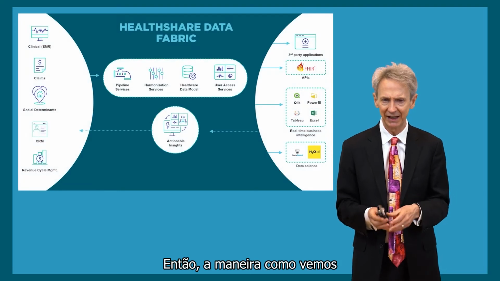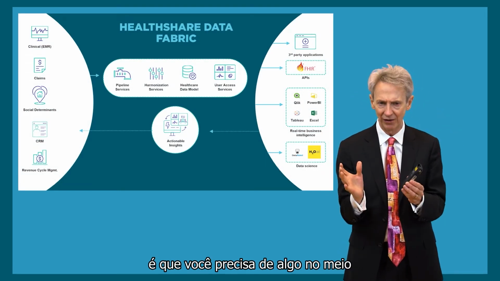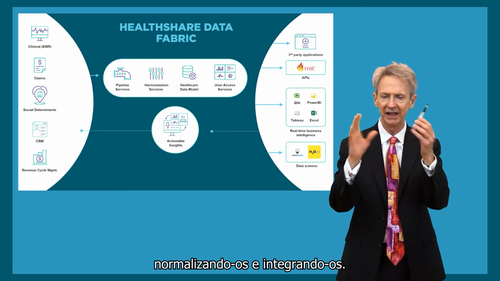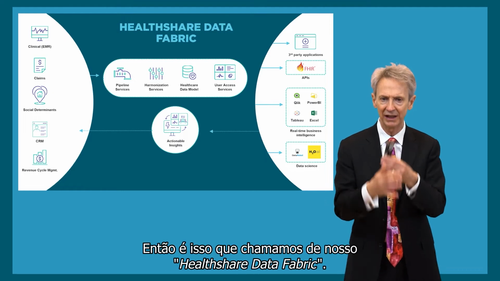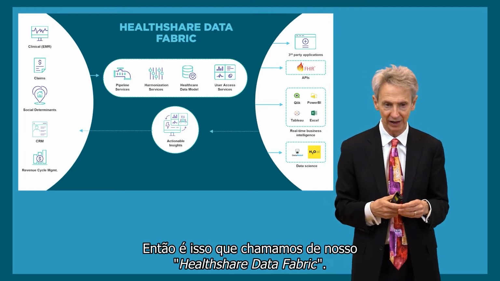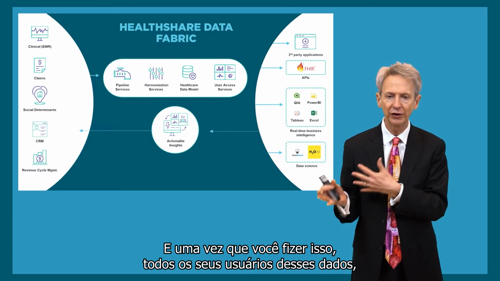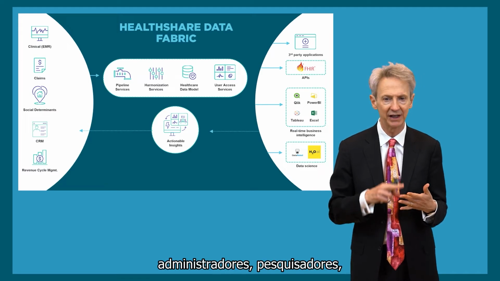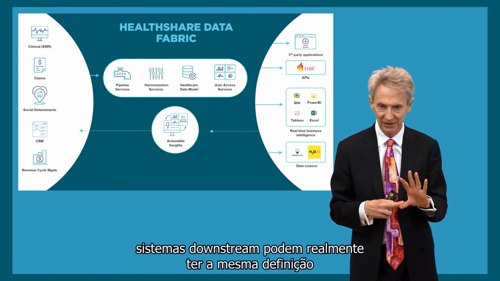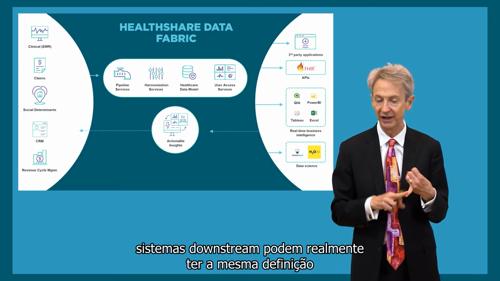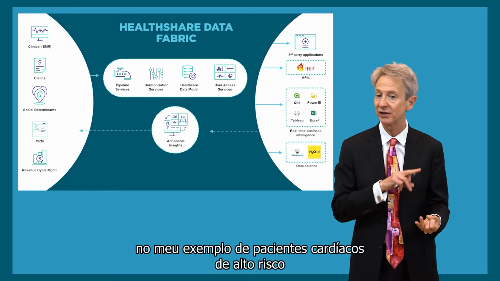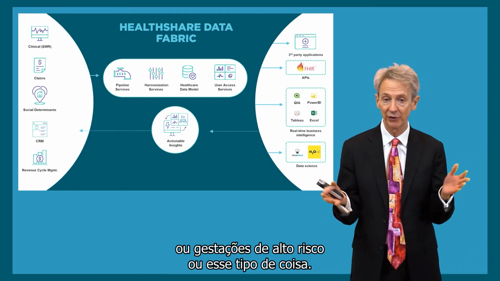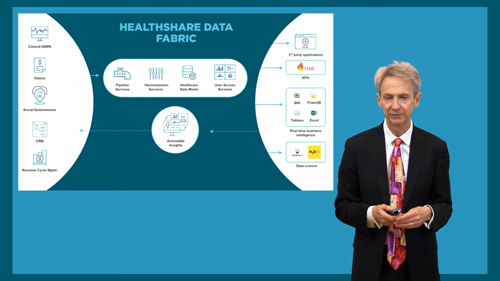So the way we see it is you need something in the middle that really cleans and makes your data healthy and normalizes it and integrates it together. So that's what we refer to as our HealthShare data fabric. And once you do that, then all your users of that data, be it machine learning, be it analytics folks, administrators, researchers, downstream systems, can really have that same definition, in my example, of high-risk cardiac patients, or liver disease patients, or high-risk pregnancies, or those kinds of things.